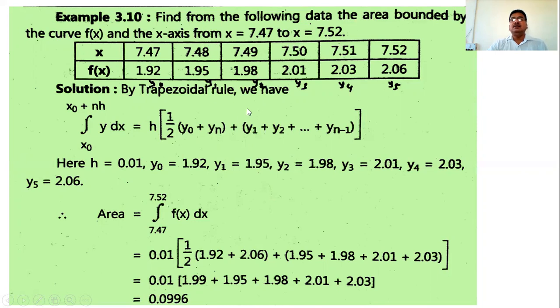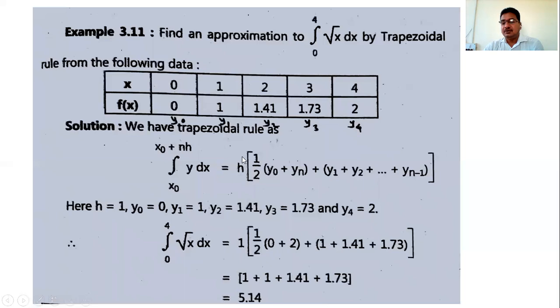So in order to find the area bounded by the curve and x-axis, the trapezoidal rule or Simpson's 1/3 rule or Simpson's 3/8 rule is used. So remember these types of examples. To find the area means we have to apply Simpson's 1/3 rule or trapezoidal rule or 3/8 rule. And next problem, find the approximation to integration 0 to 4 root x dx.